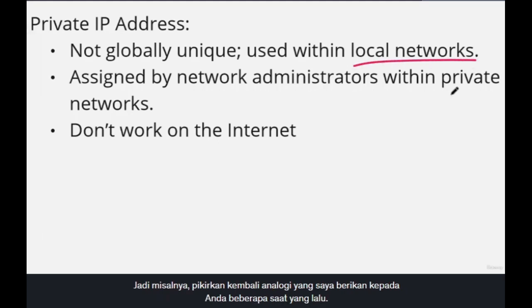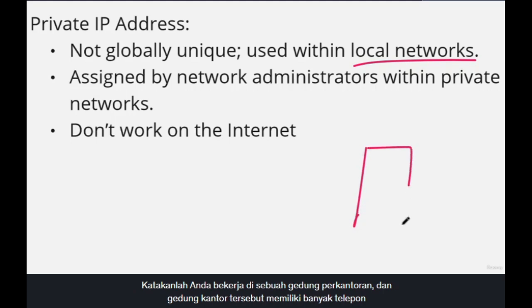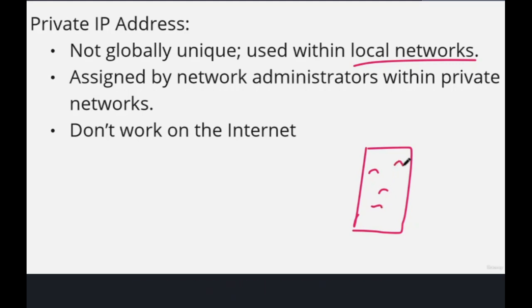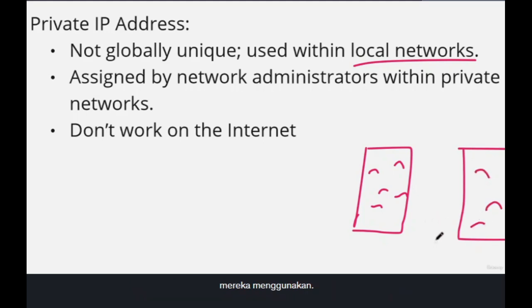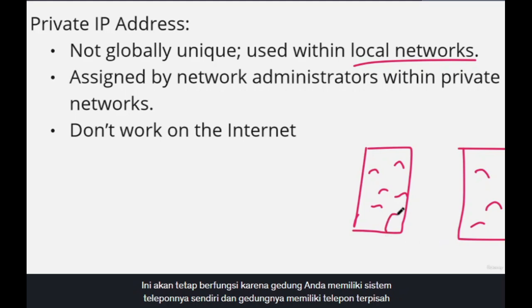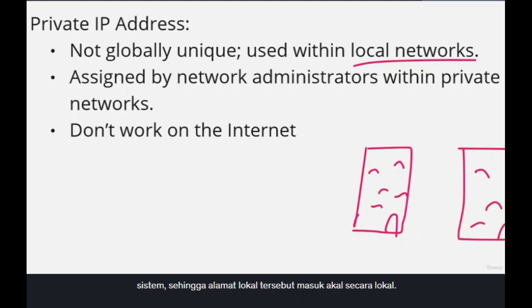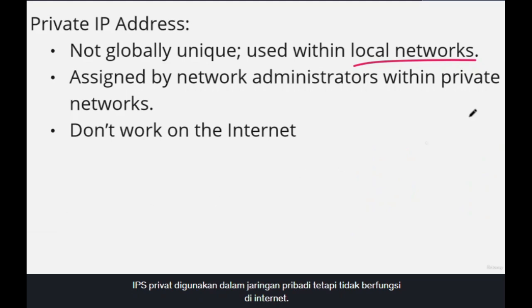So, for example, think back to the analogy I gave you a few moments ago. Let's say that you work in an office building, and that office building has a bunch of phones that have 4-digit extensions. Well, those 4-digit extensions make sense in your office building. And by the way, the office building next door might have the exact same 4-digit extensions that they use. It'll still work because your building has its phone system and their building has a separate phone system. So those local addresses make sense locally. The private IPs are used within private networks, but do not work on the internet.